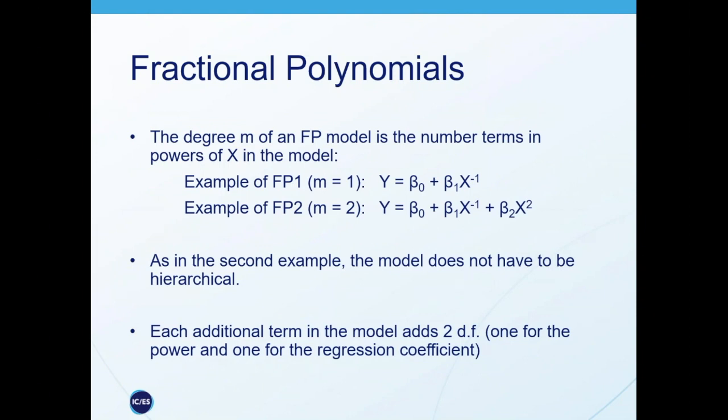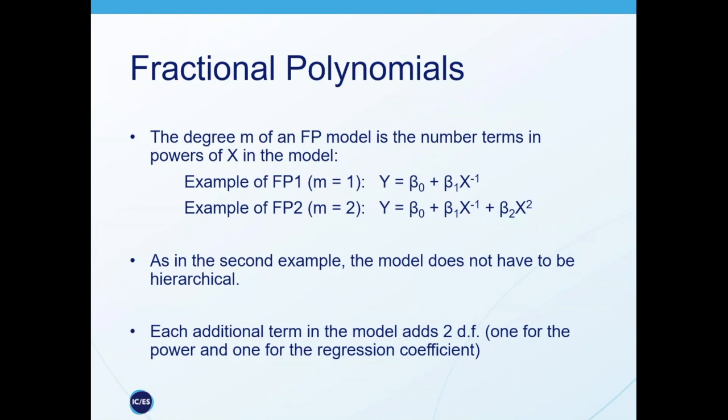The degree of a fractional polynomial is just the number of powers that you've added to your model. So, for example, here I've got an FP1, a fractional polynomial 1 example. M is equal to 1, and the power that I've added is x to the power -1. So my model has an intercept, and then I just have x raised to the power -1, or the inverse of x. Here's an example of a model where m equals 2. I have x to the power -1, and I have x squared.